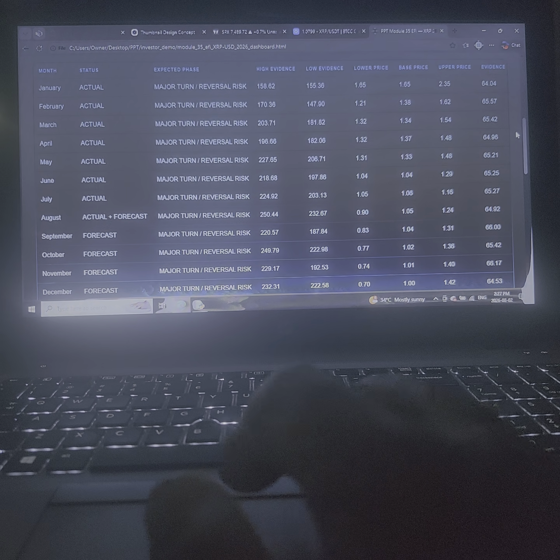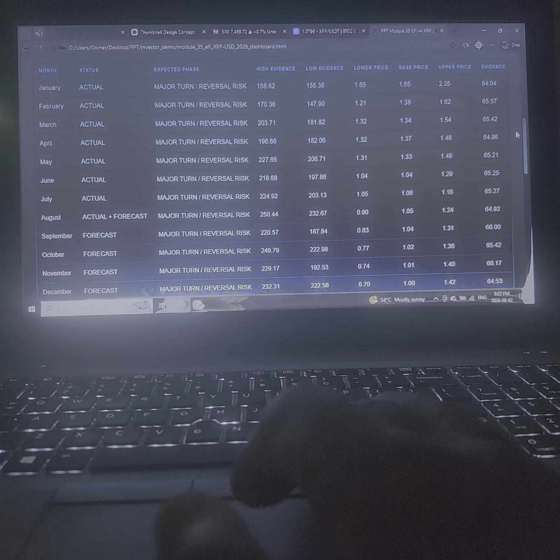Anyways, if you can, just pause this right here and take a look at these numbers, and you can utilize them for the rest of the year.